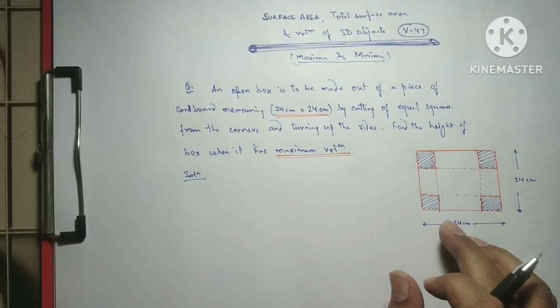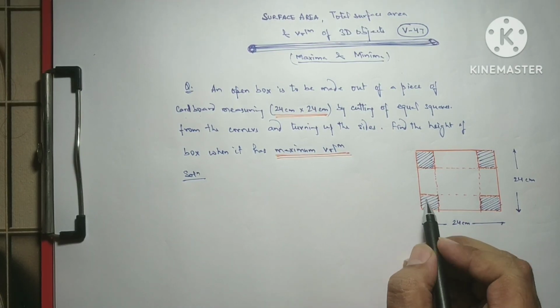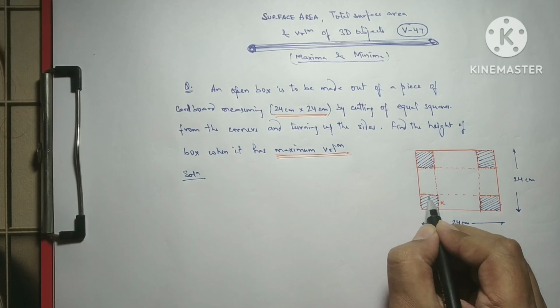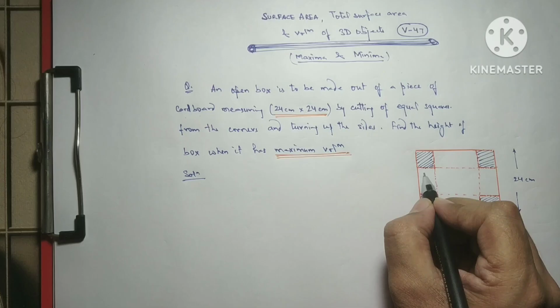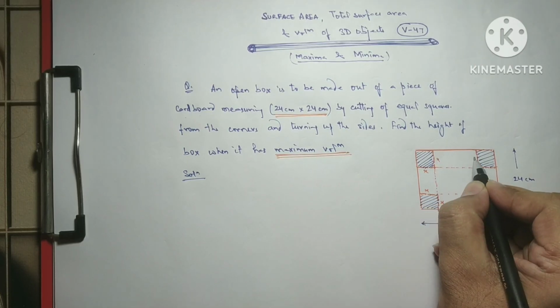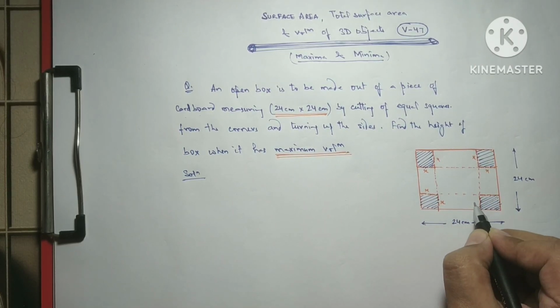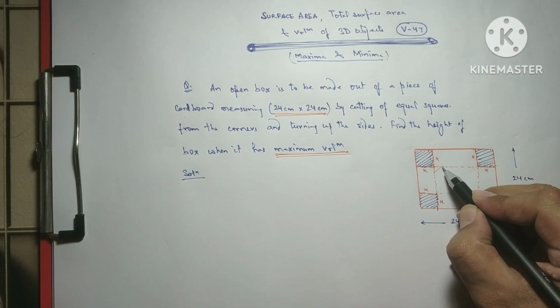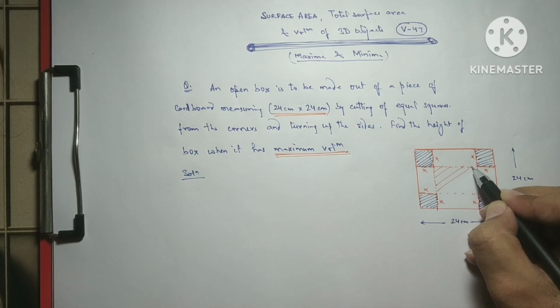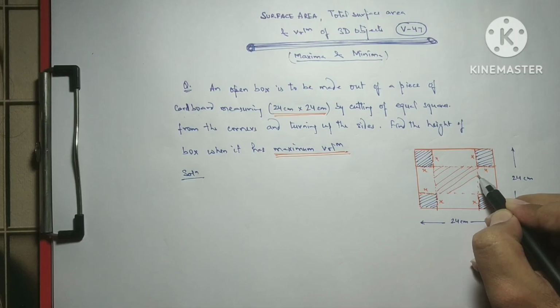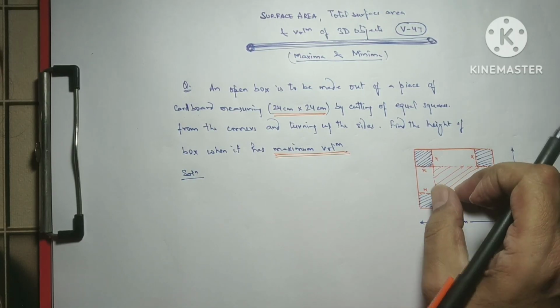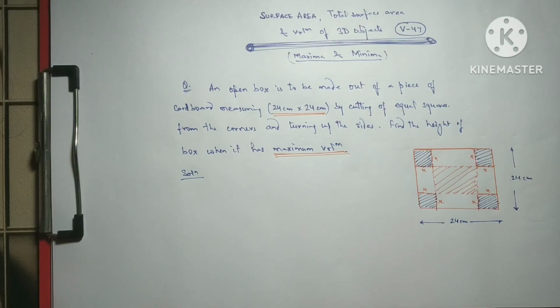When you cut the squares, square means the sides should be equal. So let us consider this is x and x, again these are x. So the base area will be this. This is the base of the box, right? And these are the sides which we will open up, turn up.